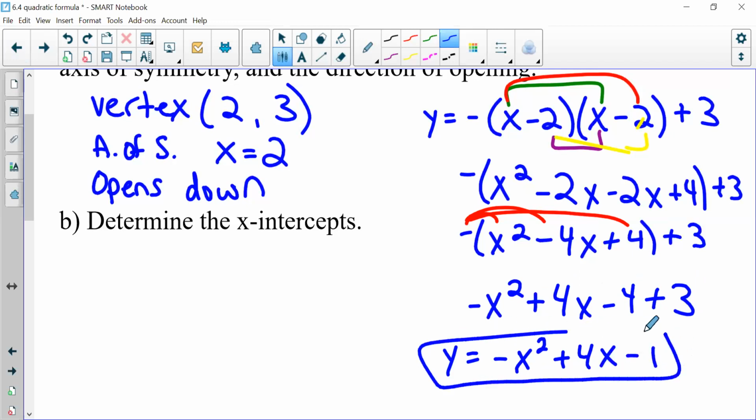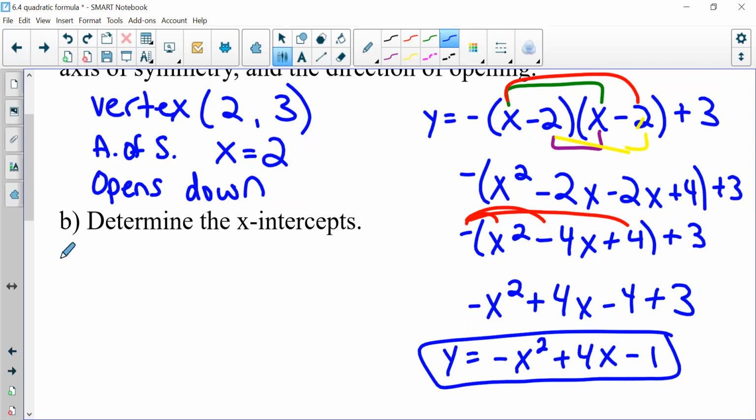All of that to finally be like, now I can either factor or use the quadratic formula. Are there factors of 1 that are going to give me 4? No, 1 times 1 are my only options. Could you ever make 1 and 1 make 4? No. So this one is not factorable. Instead, I'm going to use the quadratic formula.